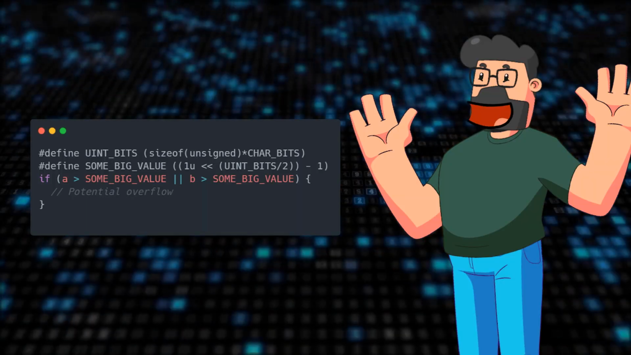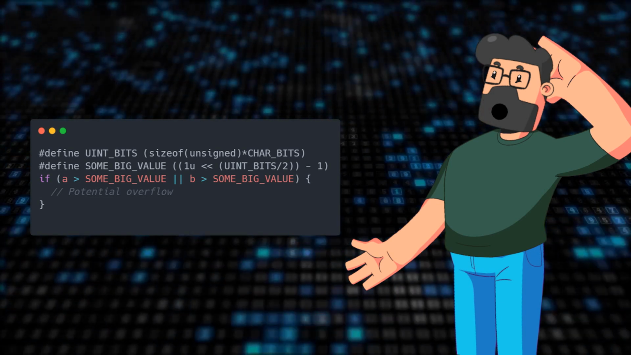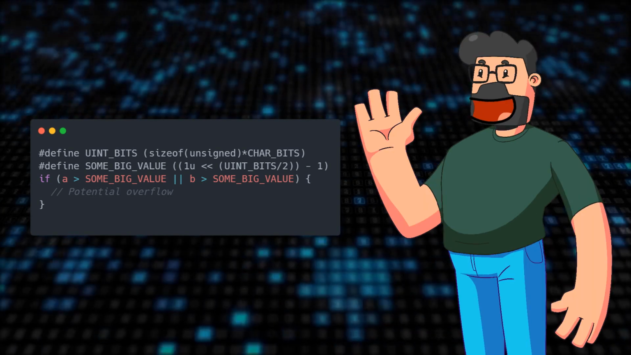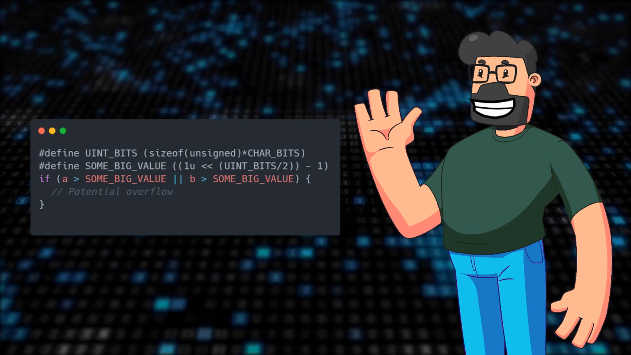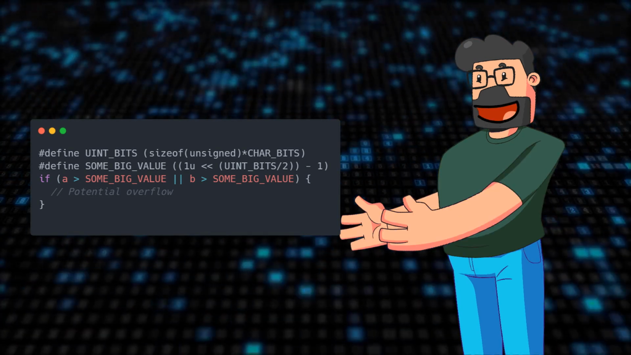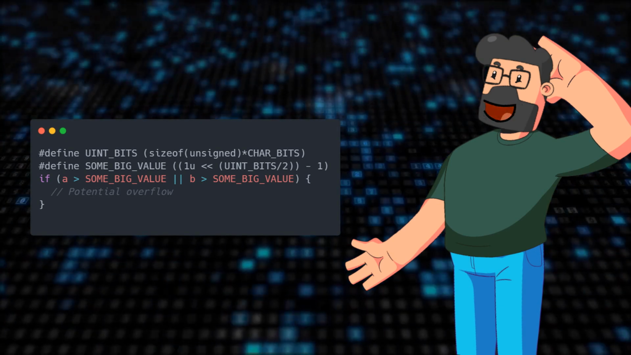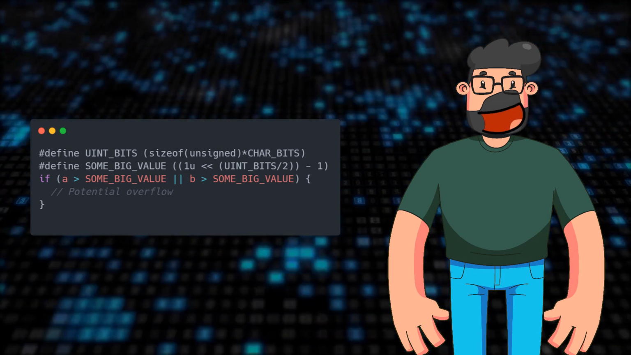Moving forward with the solution, another approach is introduced using the bit width of the unsigned data type to determine some big value. By calculating some big value based on the bit width of unsigned, the risk of overflows can be mitigated more efficiently. This method offers a structured way to handle potential overflow situations, providing a more robust solution to the problem at hand.